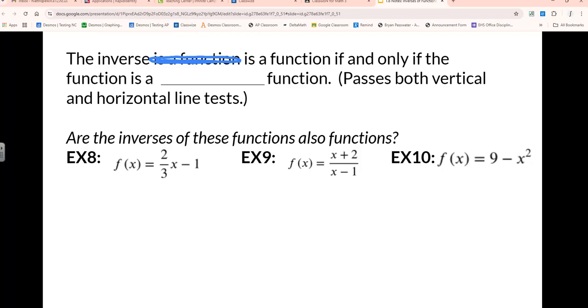We already talked about this. I wrote a note about it. What kind of function do we have to get an inverse that is also a function? What is it, Zoe? 1 to 1. Okay, and that is a function that will pass both the vertical and the horizontal line test.